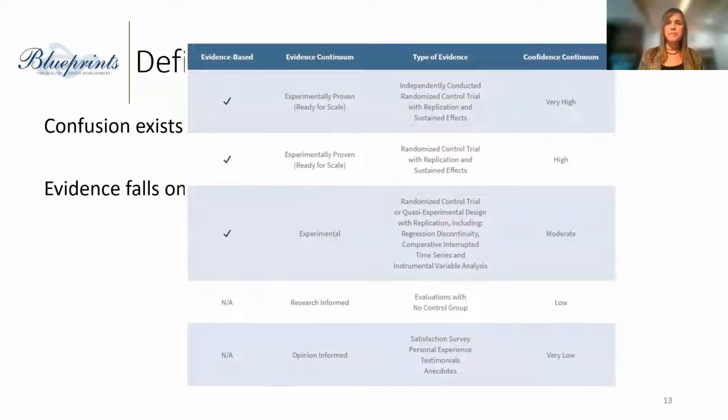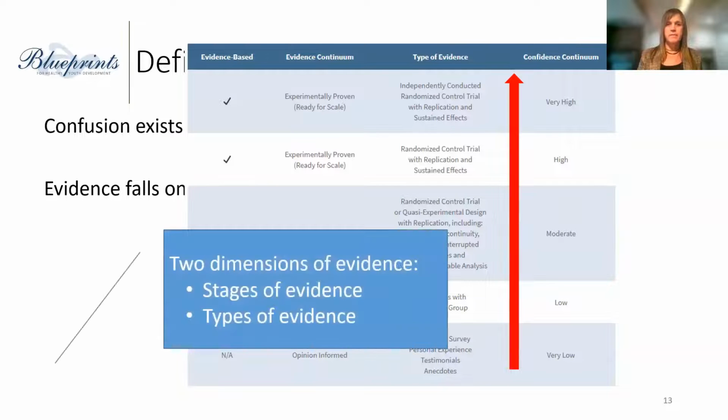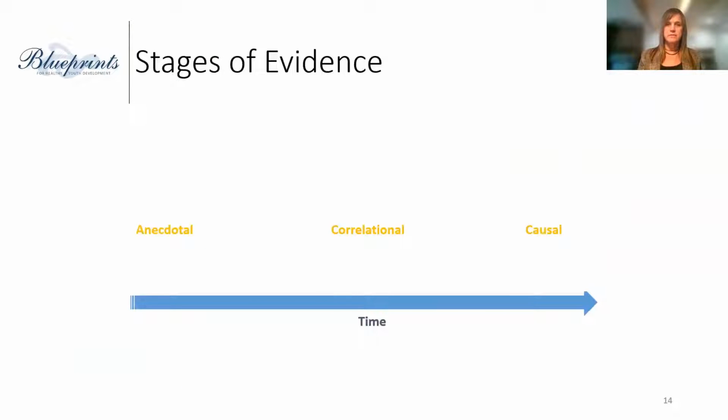And this is an example of some of the different terminology out there for evidence. But thinking about this continuum, the higher that evidence falls on this evidence continuum, the more confident you can be in the conclusions based on that evidence. And when it comes to understanding evidence, there are actually two dimensions. One being evidence occurs in stages. And secondly, there are different types of evidence.